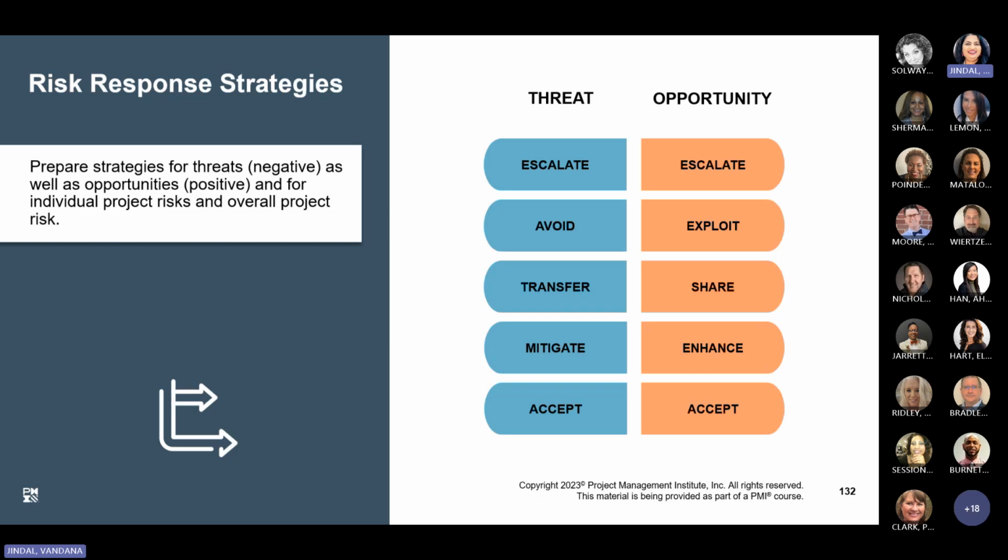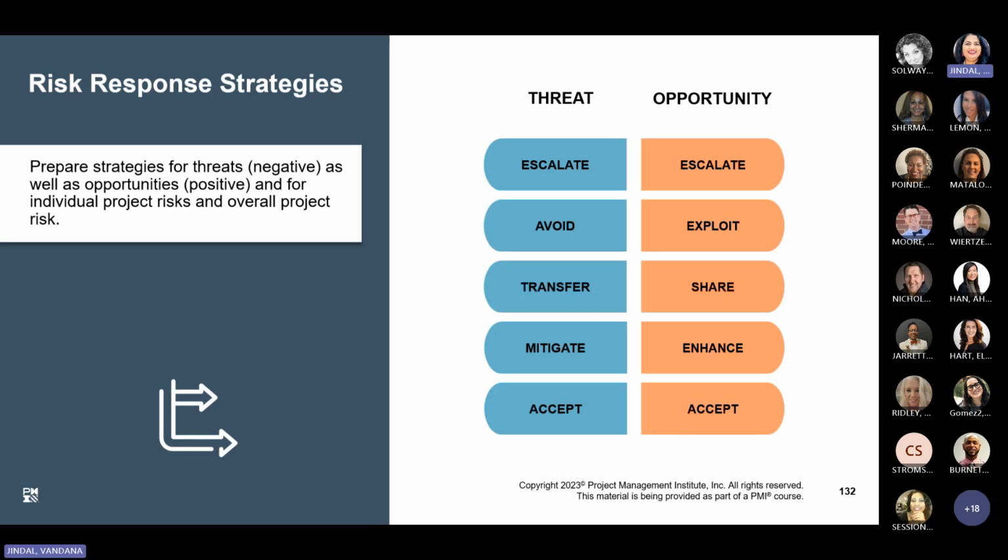And how do you exploit? So let's say a software company discovers that there is a high demand for a certain type of app that has very few competitors in the market. So they decide to exploit this opportunity by reallocating resources and prioritizing the development of this app. Share: let's say a startup identifies a large untapped market, but they lack the resources to fully exploit the opportunity on their own. So they decide to share the opportunity with another company through a joint venture.